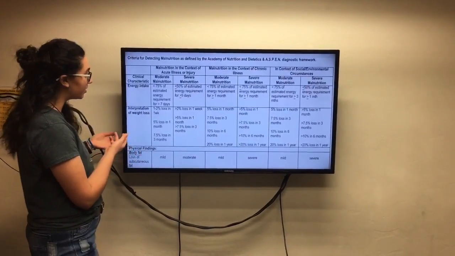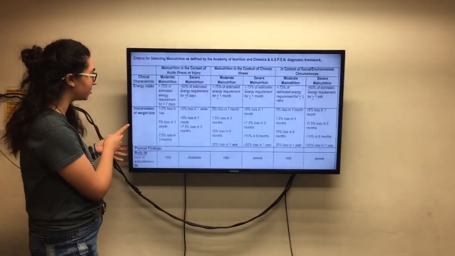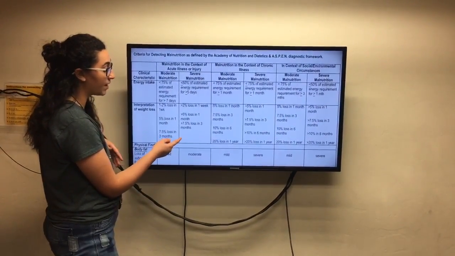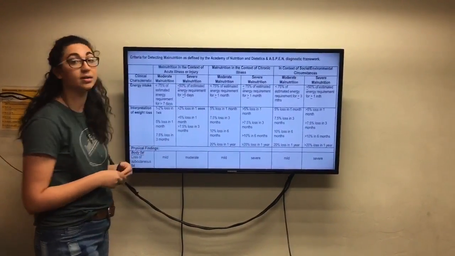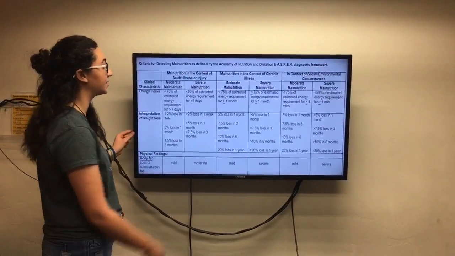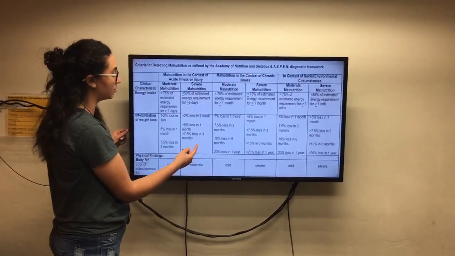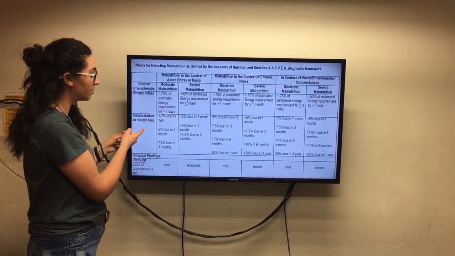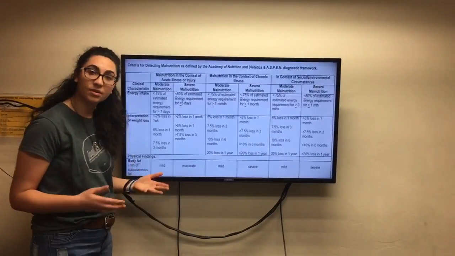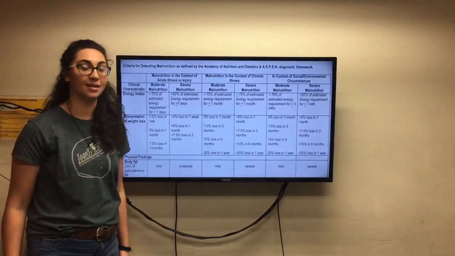Now, looking here at the interpretation of weight loss, we can see that he is over 7.5% weight loss in 3 months. So as of right now, we are going to mark this characteristic that he is severely malnourished in the form of weight loss. But there's also some difficulties in this, and we're going to be talking about that next.